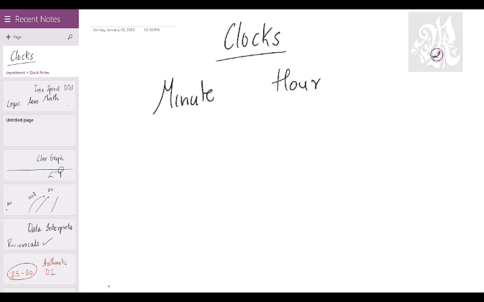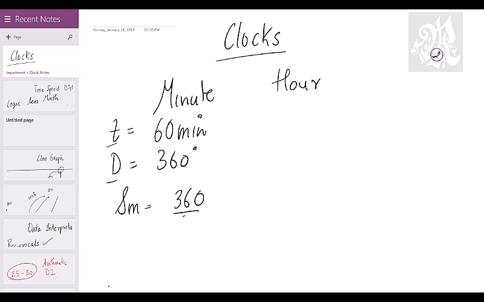How long does a minute hand take to finish one circle? It takes 60 minutes for a minute hand to finish one circle. What is one circle, by the way? Distance traveled is 360 degrees, right? One circle means 360 degrees. I have distance, I have time. I can find out what? Speed. What's going to be the speed of the minute hand? Distance upon time. That is 6 degrees per minute.